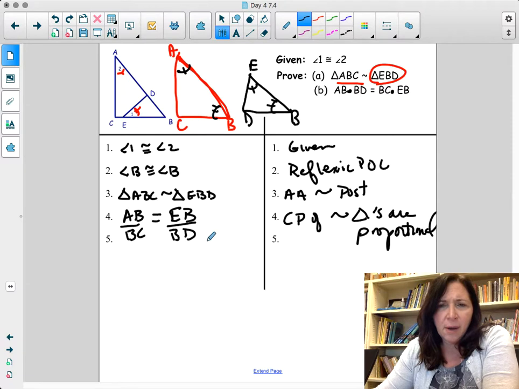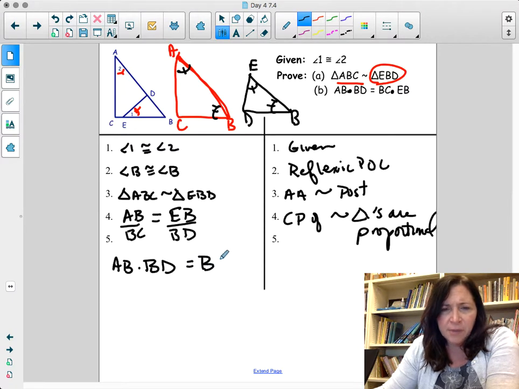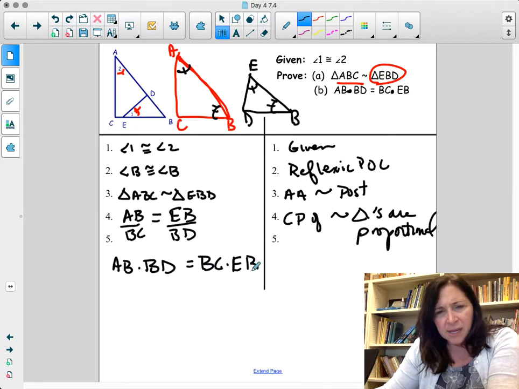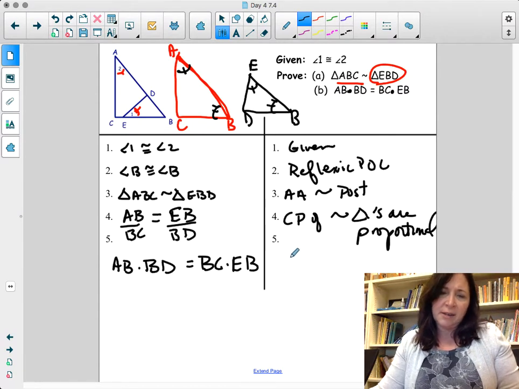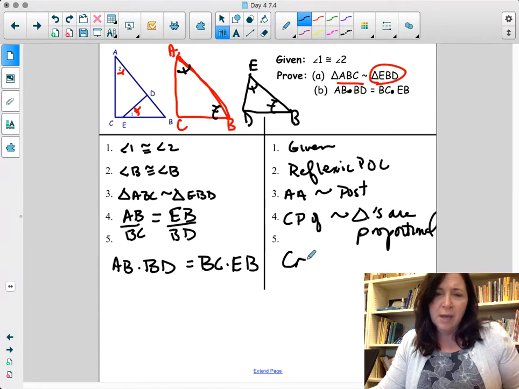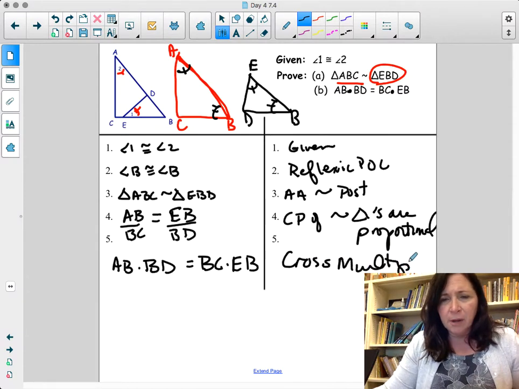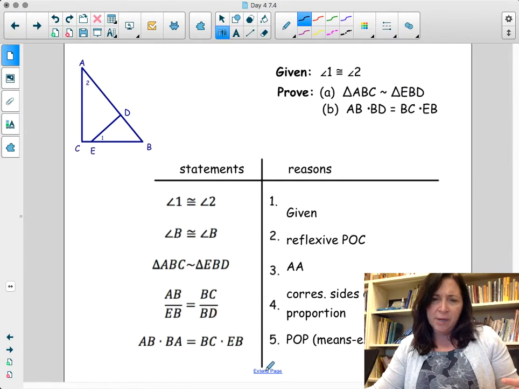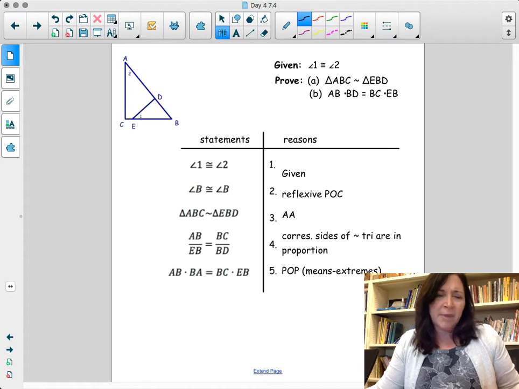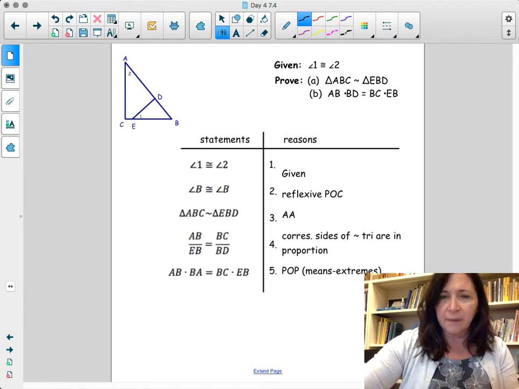Okay, and so now I can actually cross multiply and go AB times BD is equal to BC times EB. And all I'm doing is cross multiplying. Different books call this different things, but technically you're cross multiplying. There's another definition or reason for this, and we did this in class. It's called the product of the means and the extremes. Basically, you're cross-multiplying, okay?